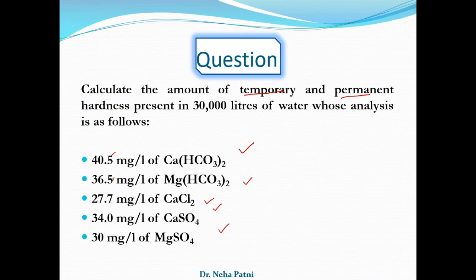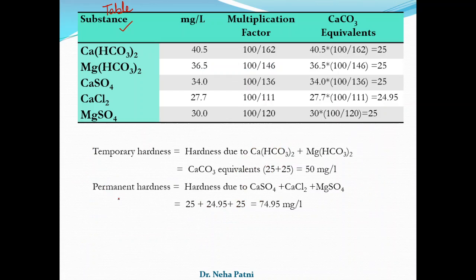Now let's see the values which are present in the sample. And now if you see, that is 40.5, 36.5, etc. I have written here. So your aim is just to first write the question in the form of this table. Then you have to write a multiplication factor column. In this also what we have to write is the ratio of molecular weights of calcium carbonate and the substance. The reason behind this I have already explained in my previous videos of calcium carbonate equivalent conversion, right? So you can watch that if you don't remember.